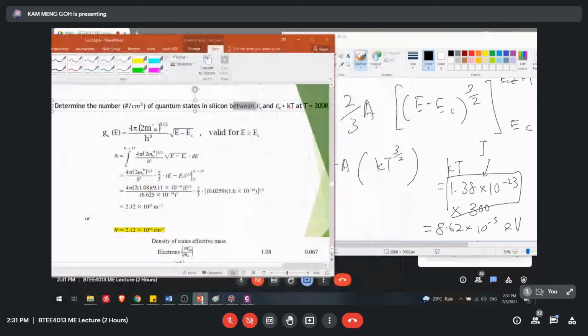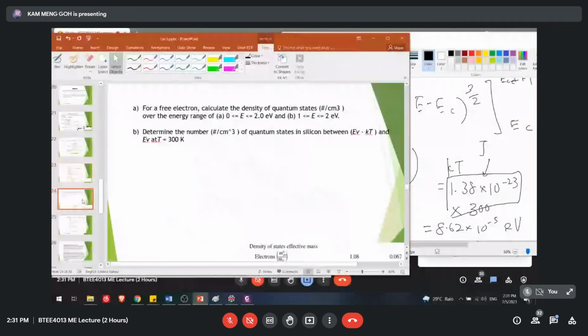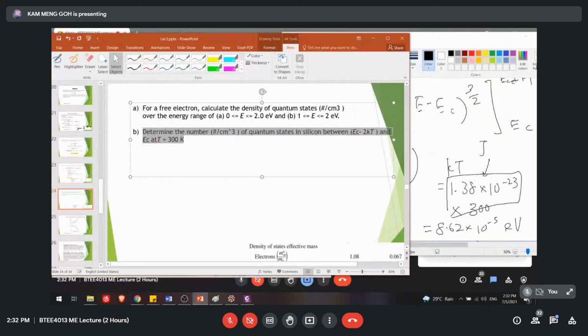Okay, maybe let's try another example to make it easier to understand. So let's see, this one is a free electron. Understand, we do the, let's see, EC plus 2KT, and then the EC. So this one is, okay, try to do B. We do B first, then see whether you can understand.